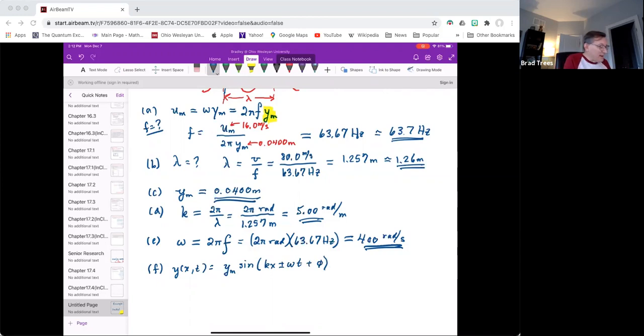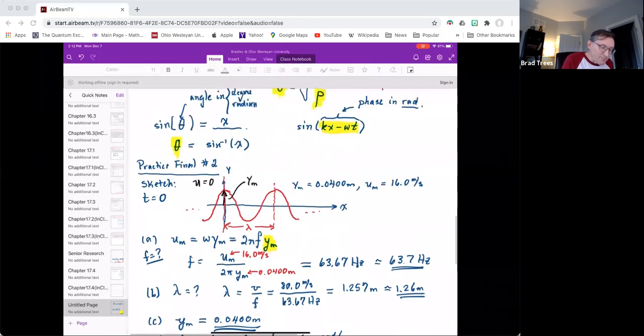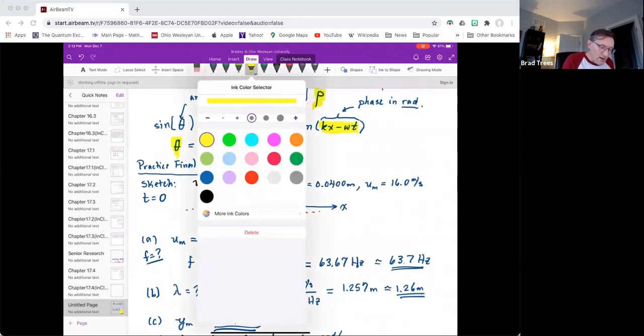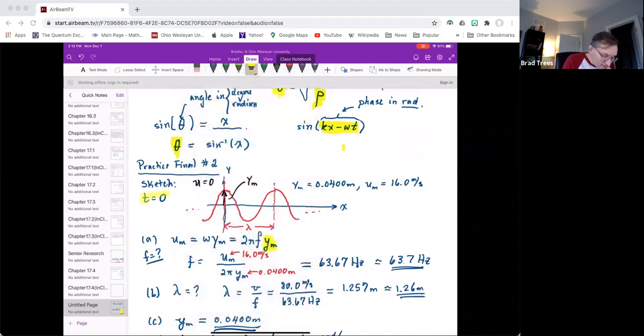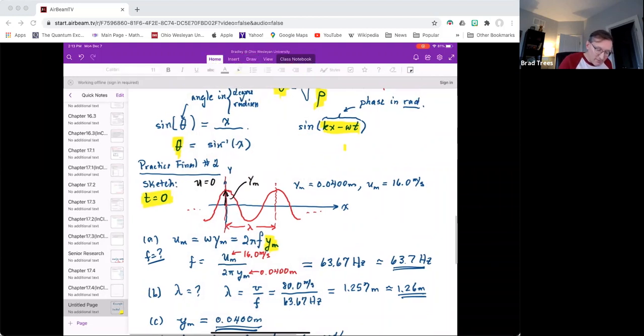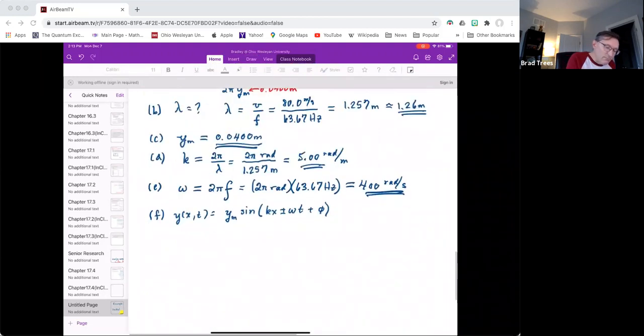And they are now asking me, what's that phase angle phi? I'm going to answer that by looking at my drawing up above. That's a snapshot of the graph, of the wave at one particular time, t equals 0. And if I look at my wave function at time 0, let's write down what that would look like mathematically.